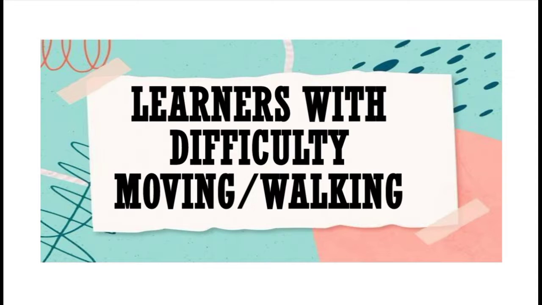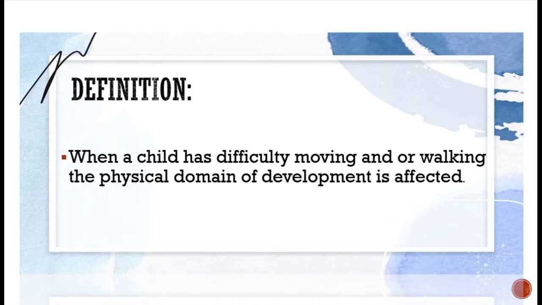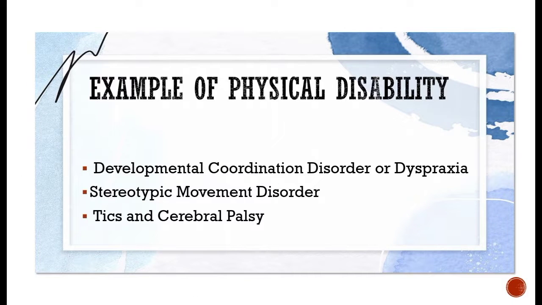My topic was all about the learners with difficulty moving and or walking. With definition, so when a child has difficulty moving and or walking, the physical domain of development is affected. Examples of physical disability are, first, developmental coordination disorder or dyspraxia. Second, stereotypic movement disorder. And the last is tics and cerebral palsy.